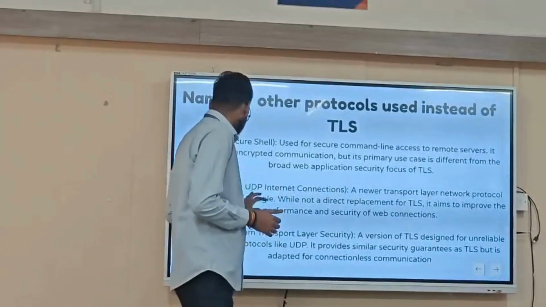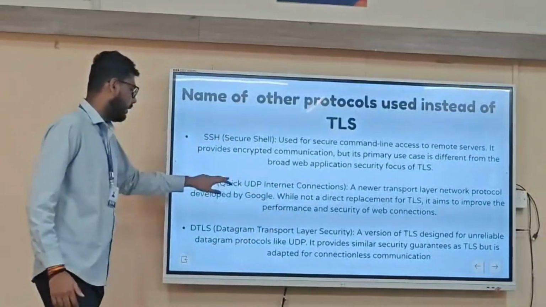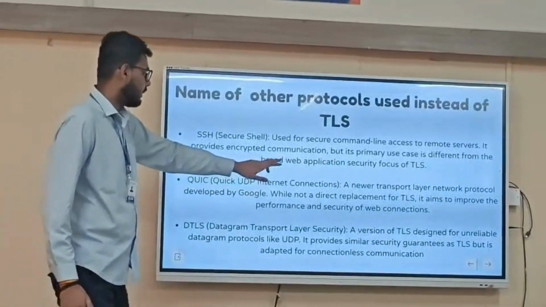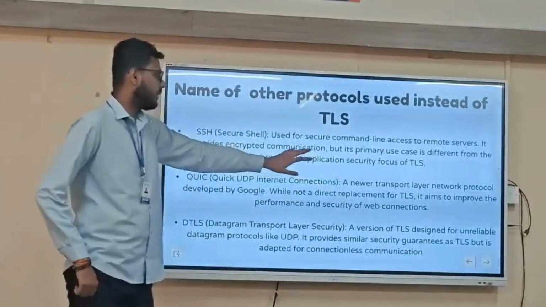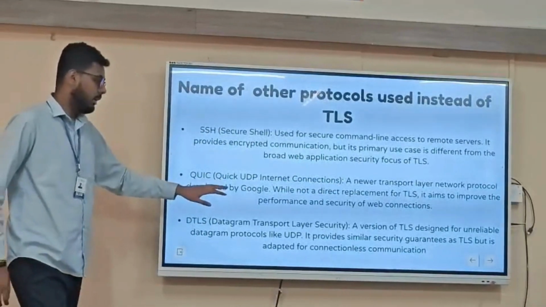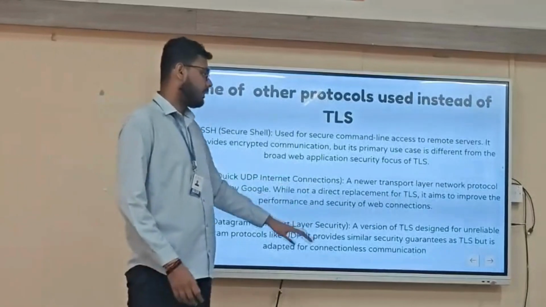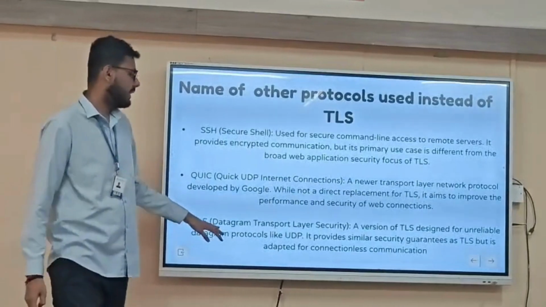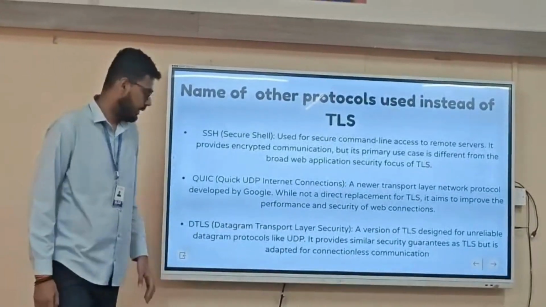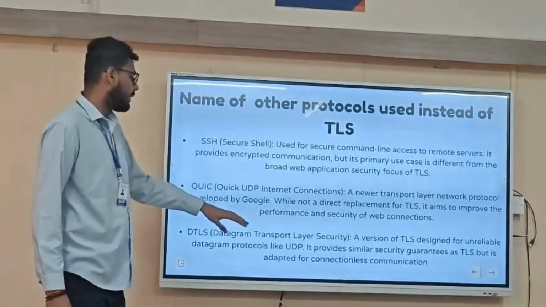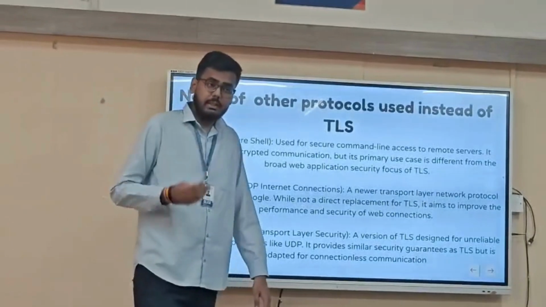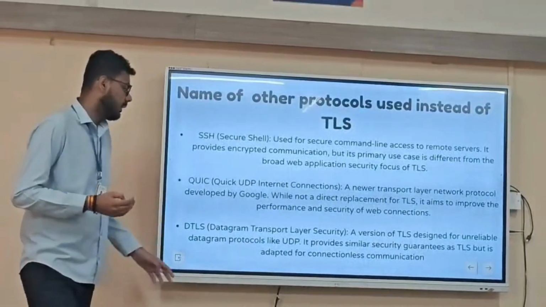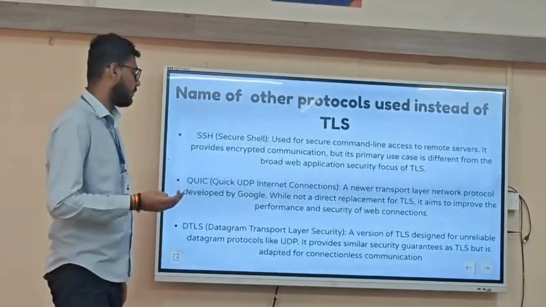Further, there is something like QUIC, Quick UDP Internet Connections. This is a newer transport layer protocol developed by Google. While not a direct replacement for TLS, it aims to improve the performance and security of web connections. DTLS, Datagram Transport Layer Security, is itself a version of TLS for unreliable datagram protocols like UDP, User Datagram Protocol.